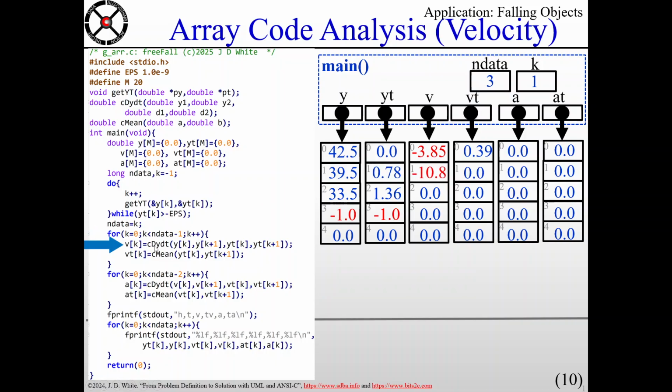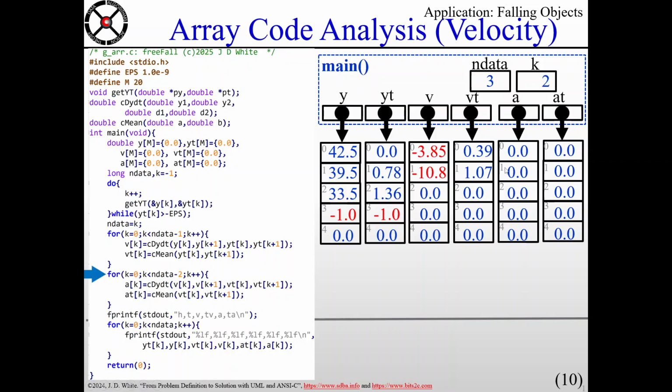I called dy dt. It gives me the derivative, and I store that in v bracket 1. I then store the time in vt bracket 1. I check my loop again. K is now equal to 2. K equals 2 equals n data minus 1. Exit loop. No more looping. Jump down to my next loop.